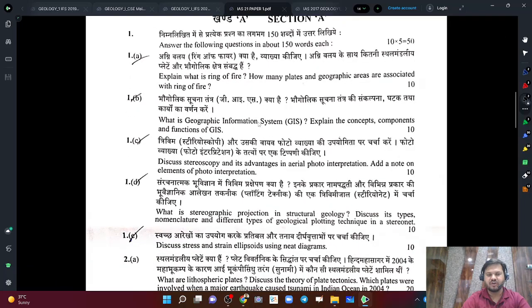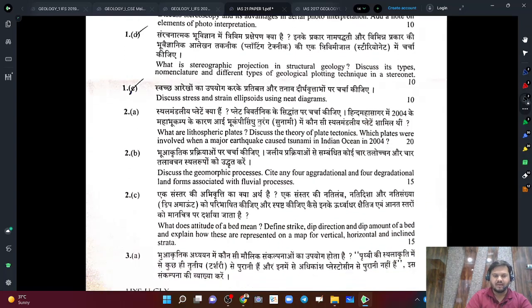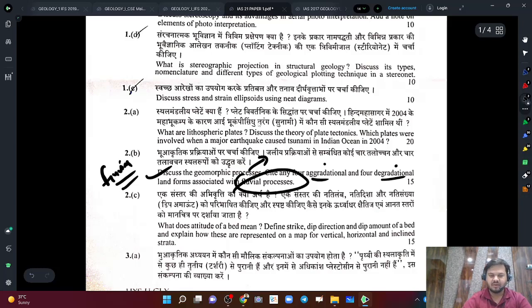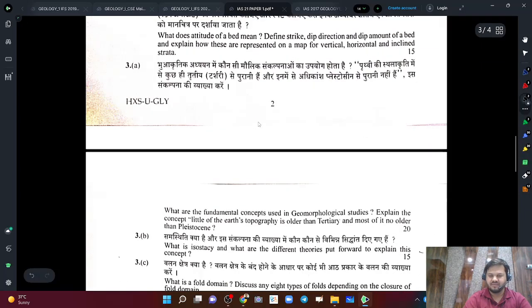So this is the civil services 2021 paper. In the civil services 2021 paper, they have asked from remote sensing, right? This is the question from remote sensing: what is GIS, what is the concept, component, function of GIS. This is part of remote sensing basically. And then again in geomorphology they have asked, simple, discuss the basic geomorphic processes which we'll study, and aggradational or degradational, that is depositional and erosional landforms of fluvial. So basically they are just asking fluvial landforms, that is landforms created by rivers, right? Very easy. This is the most common question, landforms created by river, right?